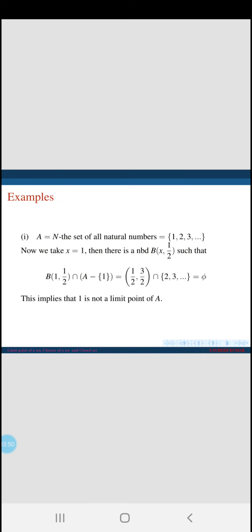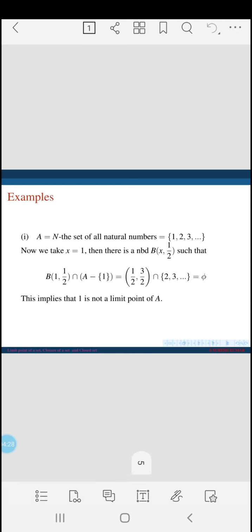First, we take A to be the set of all natural numbers. That is, A is equal to 1, 2, 3, and so on. Now, first we are going to check whether every element of N is a limit point of N or not. That is, first we take x equal to 1, for example. Is it a limit point of N or not?